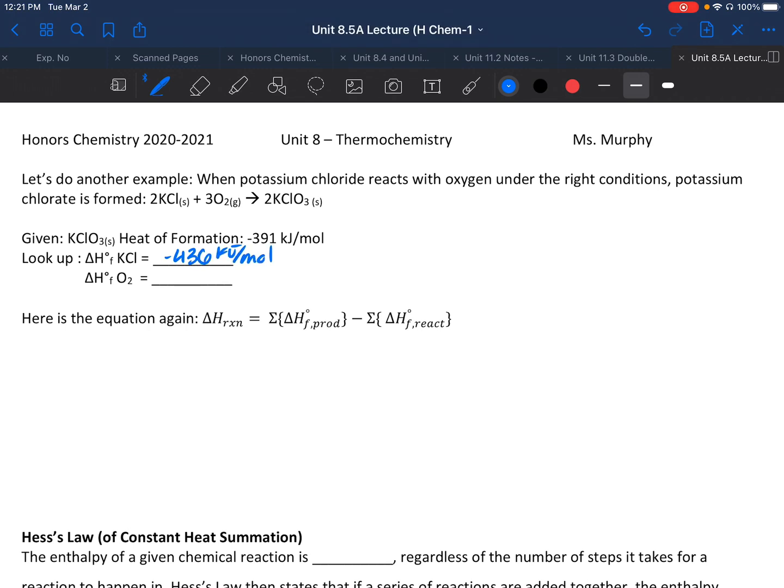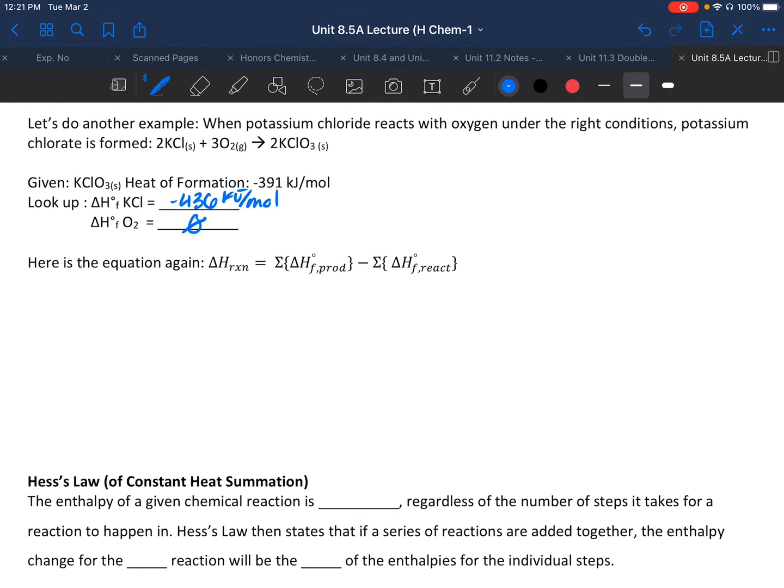What would it be for oxygen? Because if you look at the table, oxygen's not on the table. Reason being, because it's an element. Elements don't have a value associated. They're just 0. And so when we go to use this equation, again, we're going to start with the products.